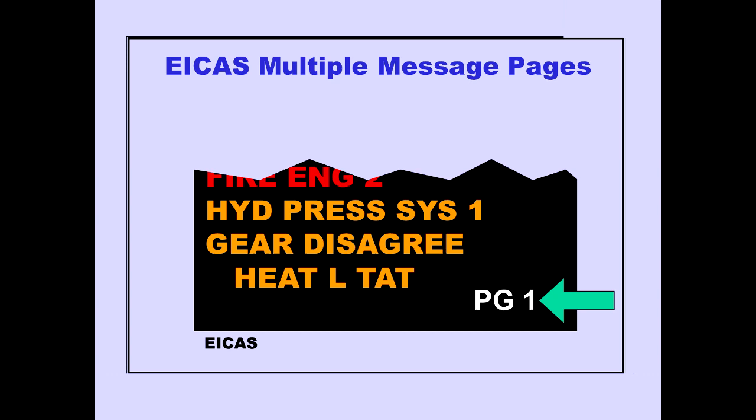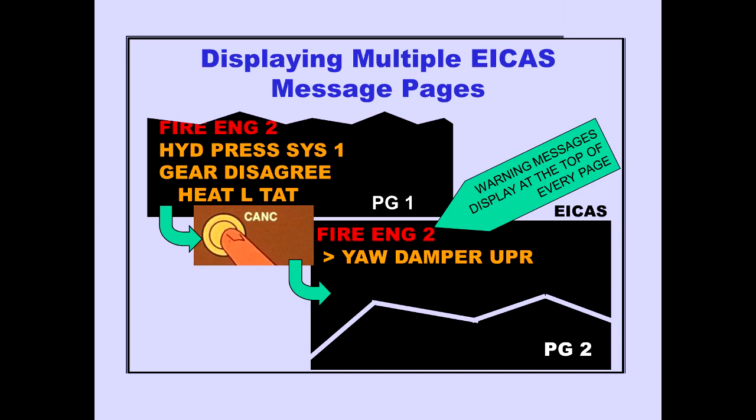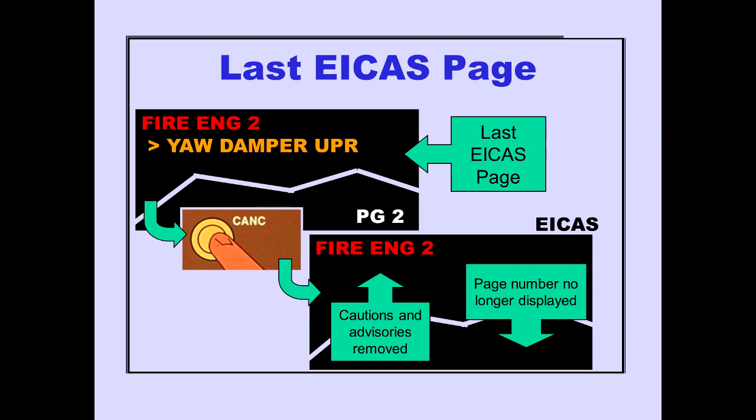When more messages exist than can be displayed on one page, a page number is displayed below the message area. Pushing the cancel switch displays multiple messages one page at a time. EICAS warning messages from page 1 are displayed at the top of each page. By pushing the cancel switch when the last page of messages is displayed, all EICAS caution and advisory messages and the page number will no longer be displayed.